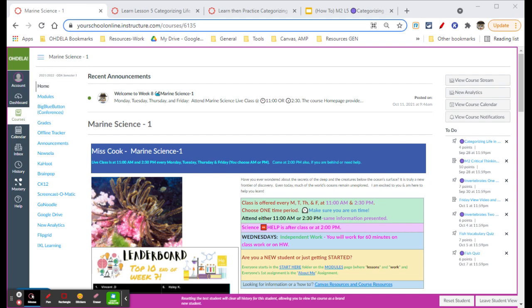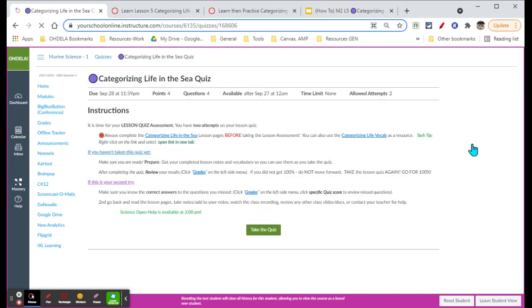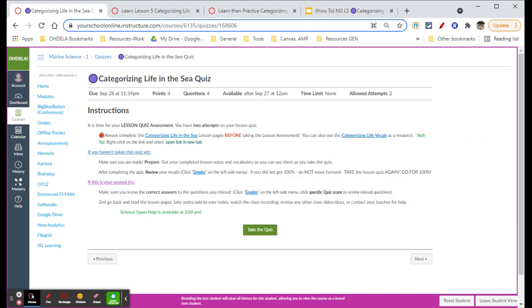Let's see how we can get the Categorizing Life in the Sea quiz completed. This will help new students or students just getting started on how to complete a lesson quiz. It gives us our instructions for the Categorizing Life in the Sea quiz, and it gives us several links. We're going to click Take the Quiz to start our quiz.